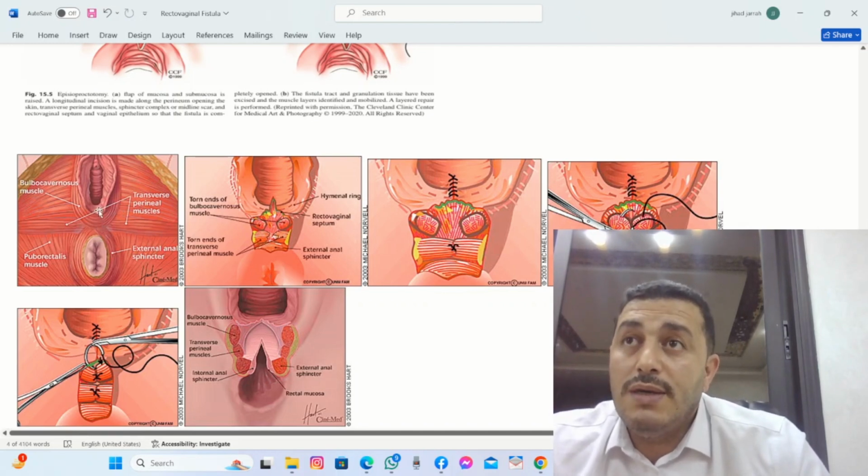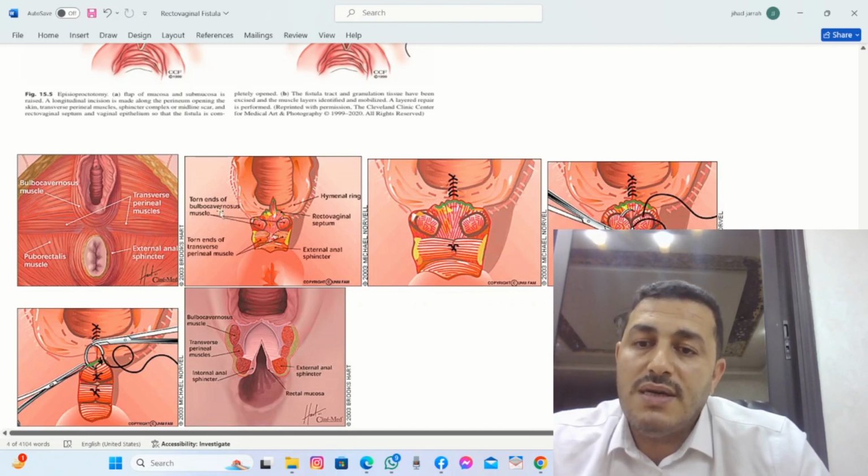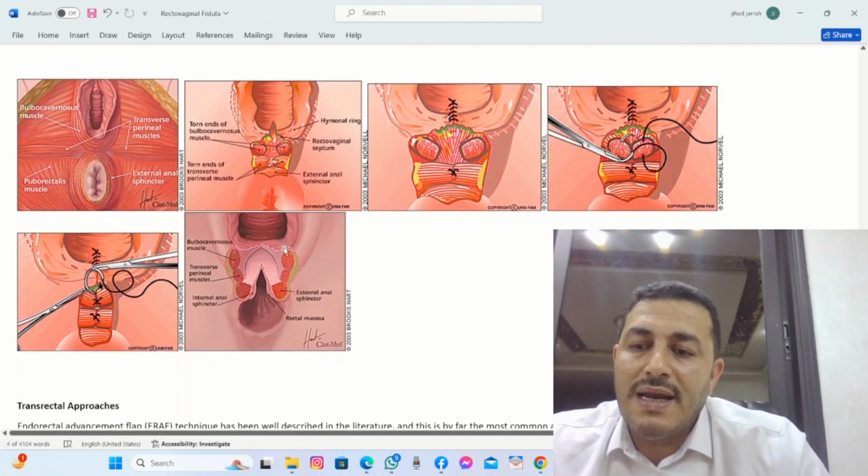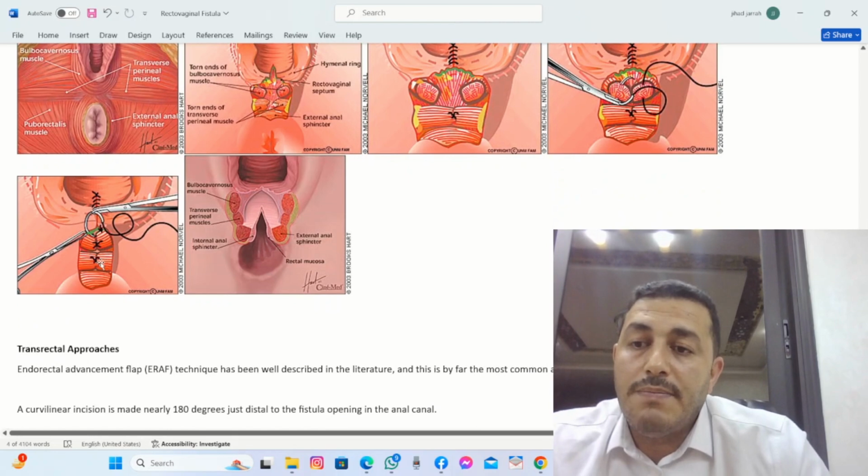If we go deep, we will find the rectovaginal septum and the fistula tract. We need to cut the fistula tract. Any granulation tissue should be removed. As you see here, for example, this is the bulbocavernosus muscle, this is a tear in the transverse perineal muscle, and this is part of the external anal sphincter. We should repair them and finally repair the vaginal hymen.